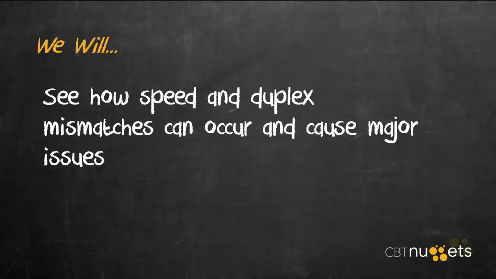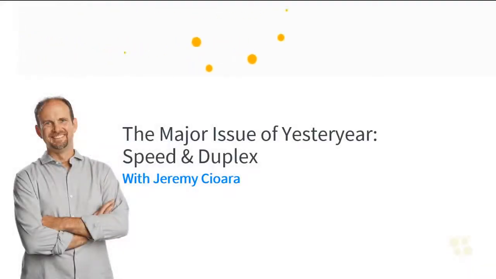So you've now seen how speed and duplex mismatches can occur and cause major issues. I hope this has been informative for you, and I'd like to thank you for viewing.